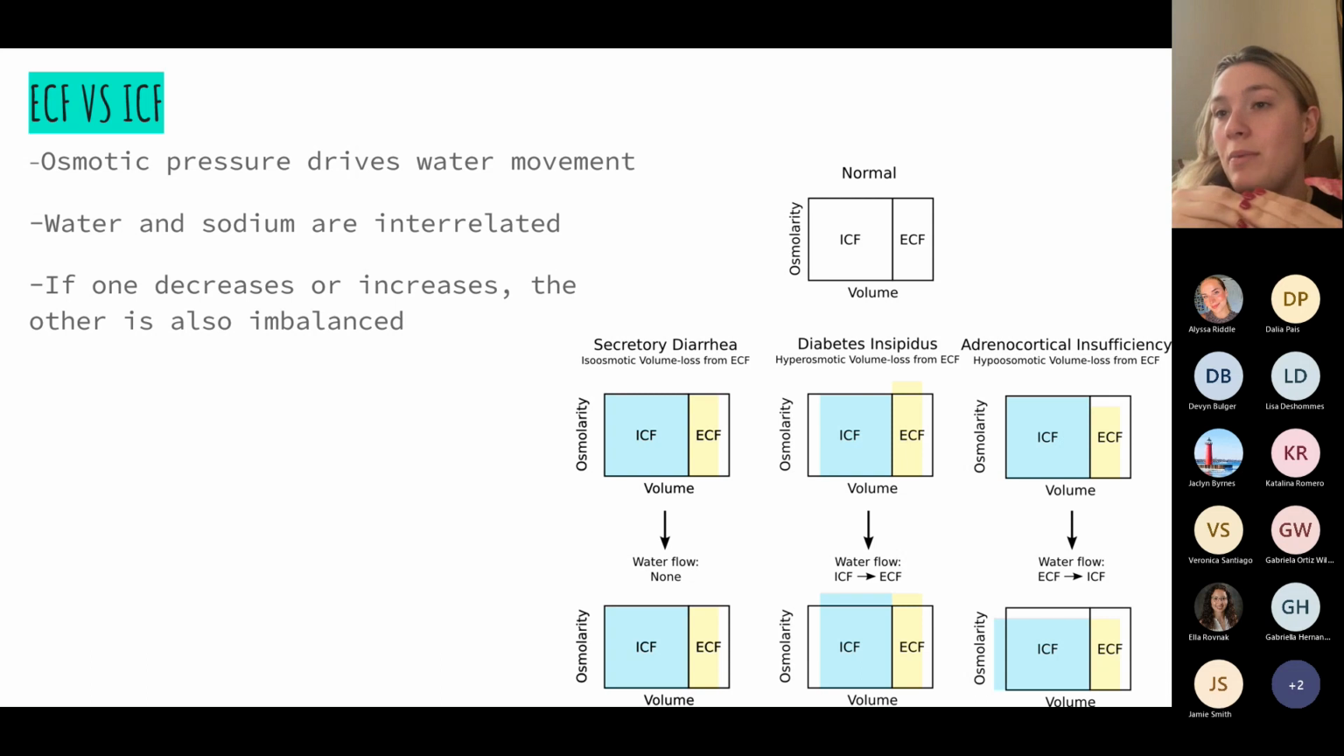And as you can see, when we have diarrhea, DI, or adrenal issues, we can see what's going on. And we'll talk about this a lot more with ADH. But just know what's taking the water and taking it out of the cell or putting it back in the cell. That's osmosis. That's where salt goes, water flows.